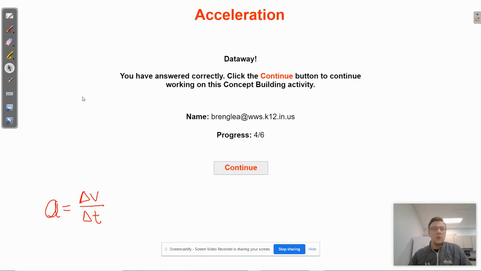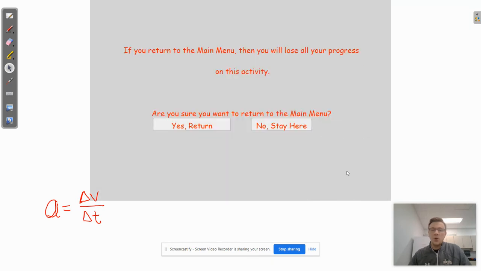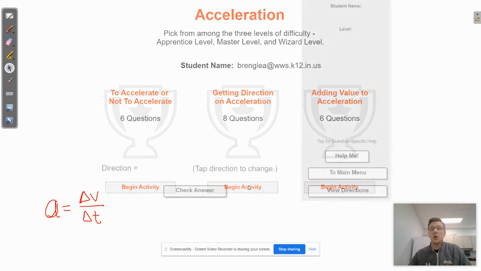Now we'll probably go ahead and move on here. Let's see what the next question is like. So I'll go ahead and leave you on that. You guys can figure out the rest on your own. Let's go ahead and move on to the second trophy here, which is getting direction on acceleration.